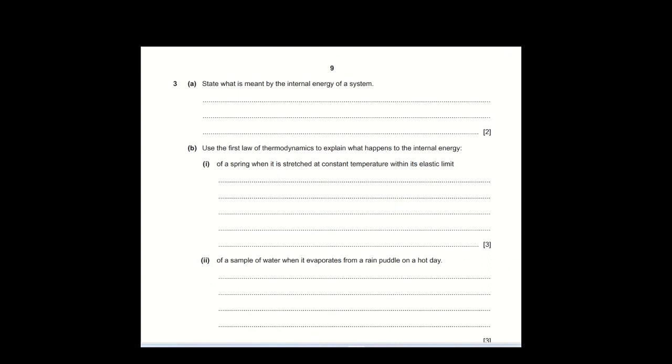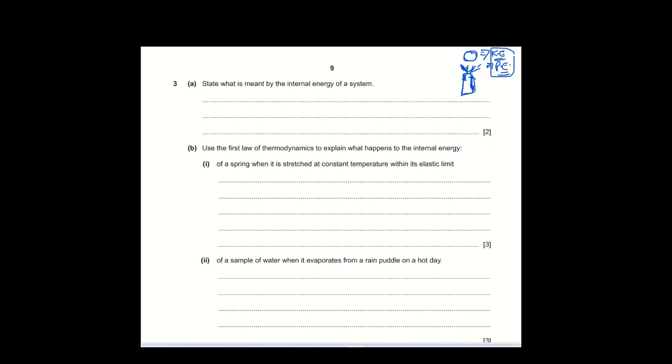Question is, state what is meant by the internal energy of a system. To explain internal energy, let me give you an example. Suppose that there is a stone, and you are heating this stone. If you provide heating, then what will happen to the stone? Whether there will be a change in the kinetic energy of the stone or a change in the potential energy of the stone, you will say no. If there is no change in kinetic and potential energy, then where is this heat energy going?